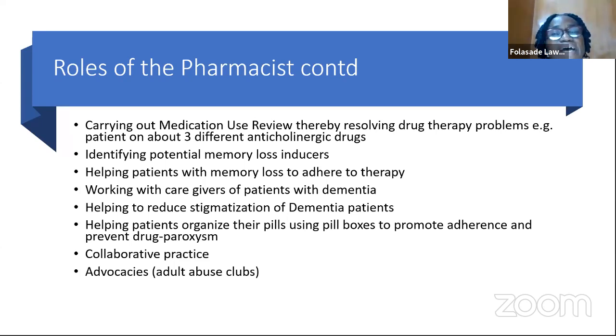We can help in identifying potential memory loss inducers, like drugs that might induce memory loss. And is there anything that we can do about them? Is there any way that we can intervene? We can help our patients also to adhere to therapy. Quite a number of them have difficulties at certain stages taking their medications, probably because of their condition. Some of them might just refuse to swallow tablets, and we can formulate for those that can be formulated. I've had quite a number of referrals along that line. They will refer patients who are not agreeing to swallow their capsules or tablets or whatever. What do we do?